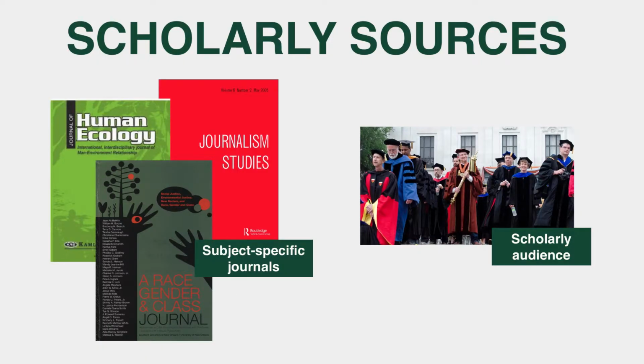Now here are some characteristics of scholarly sources. Scholarly literature is published in subject-specific journals. Some examples are Human Ecology, Journalism Studies, and a Race, Gender, and Class journal. Scholarly journals are typically available through subscription only. You usually cannot find them in stores. These articles are geared toward scholars and experts in their respective fields. They undergo review by other scholars in the field, which is known as the peer review process.